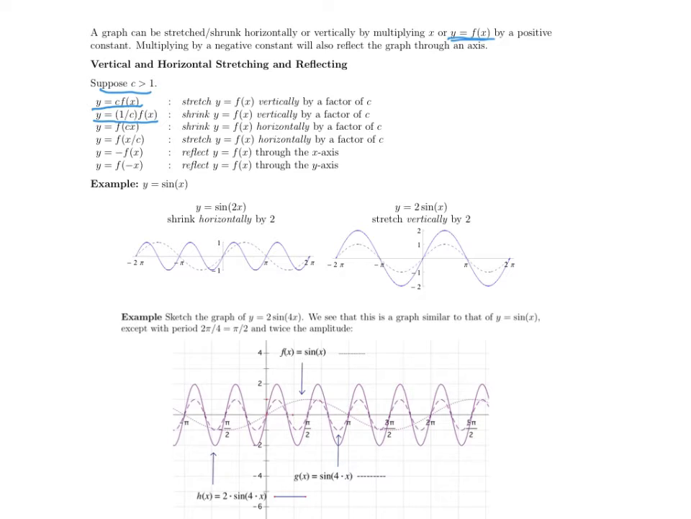Now if I multiply the x by c and then apply f, then the graph shrinks horizontally by a factor of c. And if I first divide the x by c and then apply f, then the graph gets stretched horizontally by a factor of c. And if I multiply the entire formula by a negative, the graph gets reflected through the x-axis because all of the previous y's on the graph now become their negatives. And if I multiply the x by a negative and then apply f, then the graph gets reflected through the y-axis.